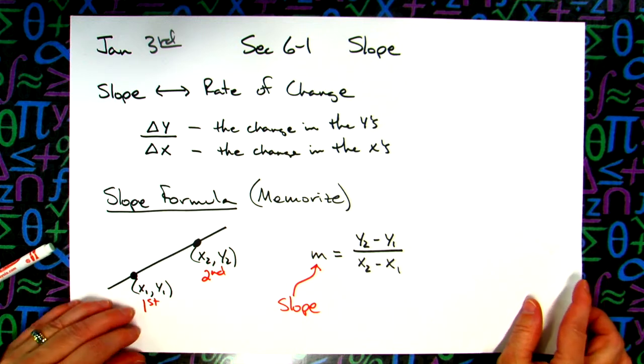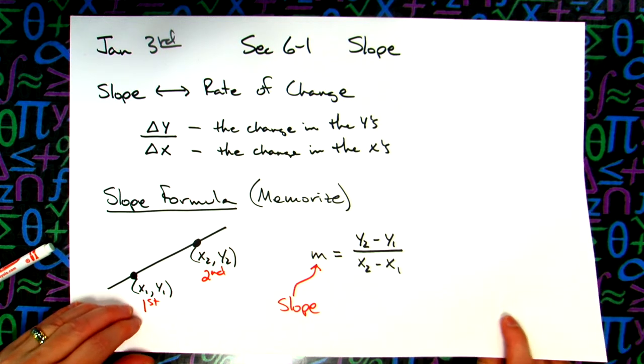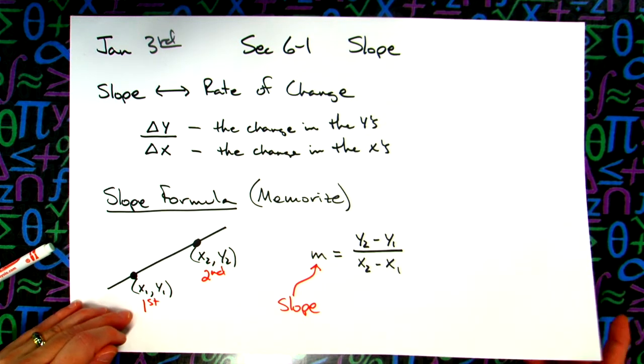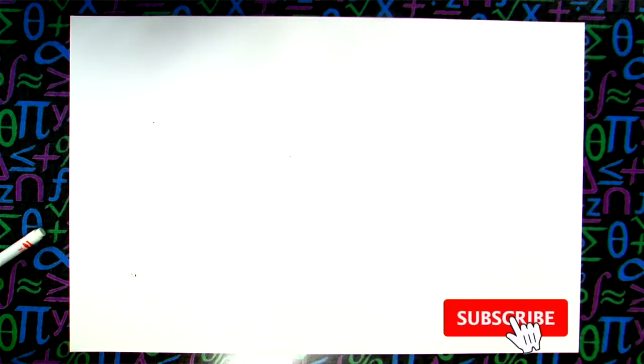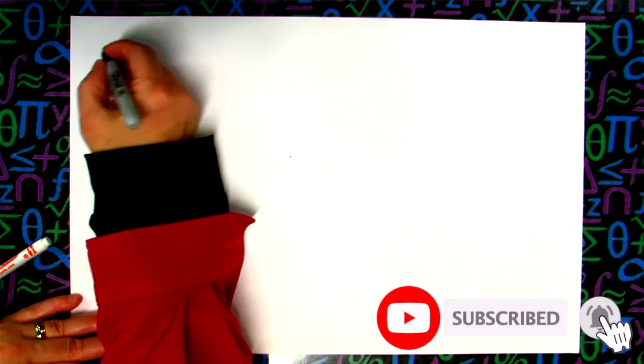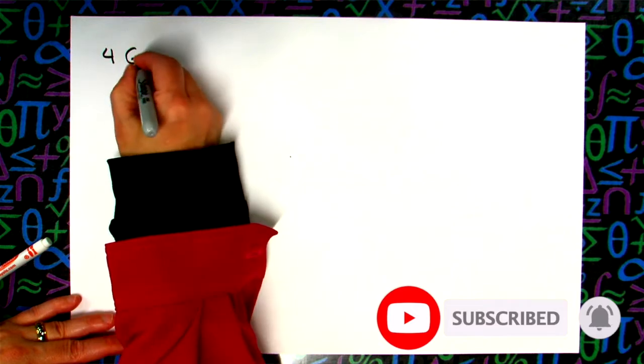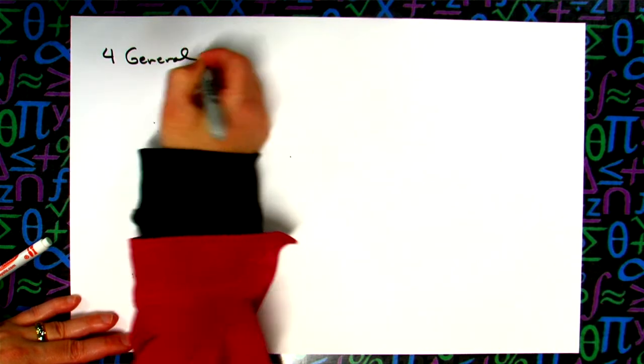Now, before I do examples on that, let's talk a little bit about what our slope looks like in a pictorial sense. Okay, so let's call this 4 general slopes.